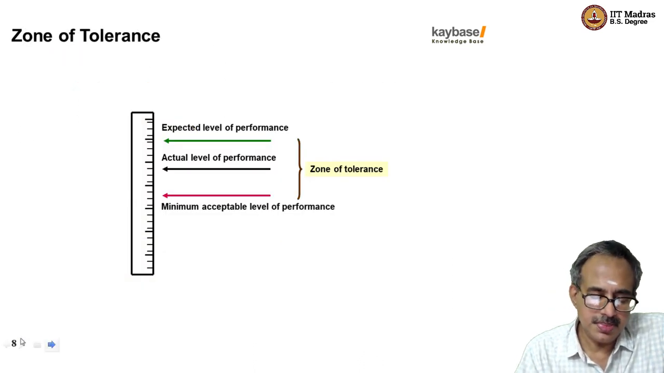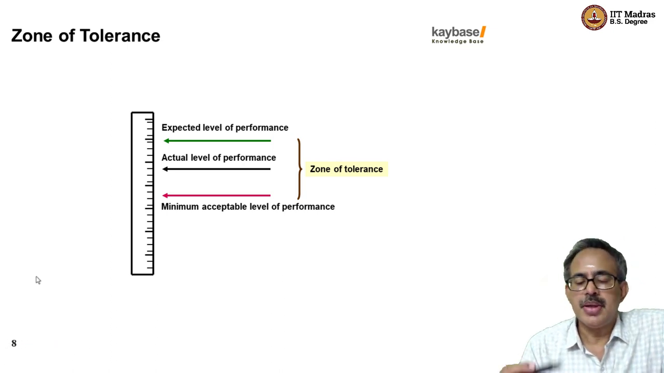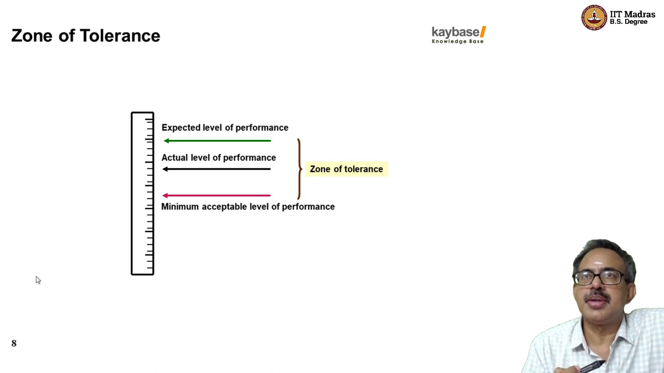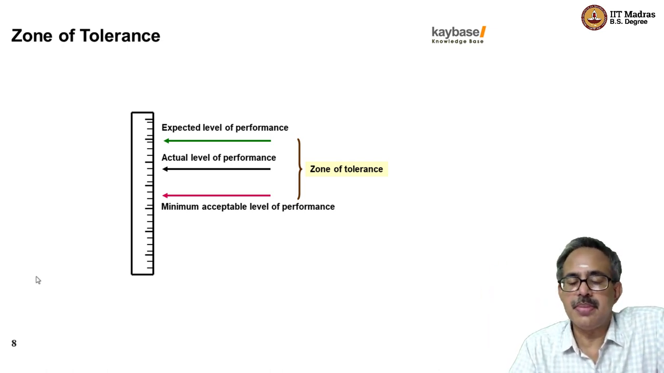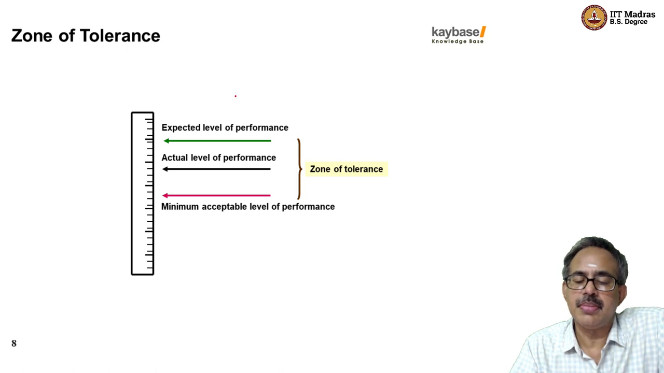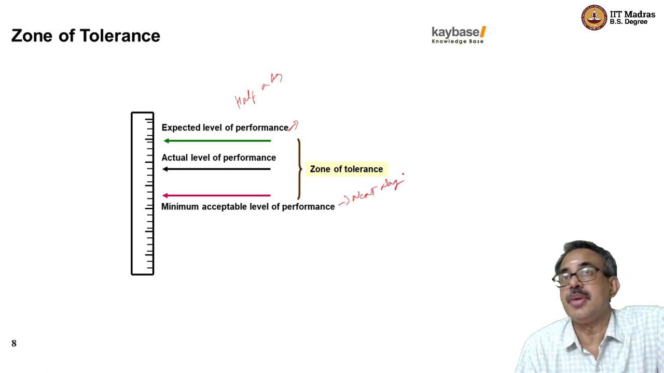The third is the zone of tolerance, which every one of us as human beings can relate to. Let's say we buy an air conditioner and it's working for a while, and then in summer it suddenly conks off. And we have a warranty for repair. We expect the person to come within half a day to repair it. That's the expected level of performance. We say at least he has to come the next day. That's the bare minimum.